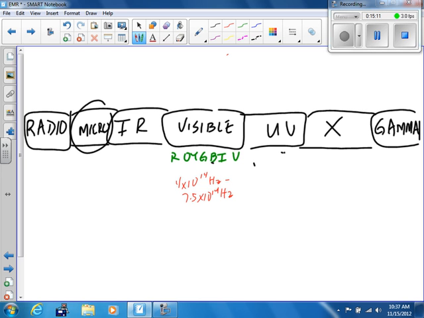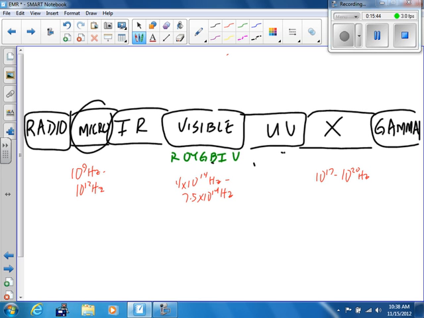10 to the what? 10 to the 9 to 10 to the 12 hertz. X-rays were 10 to the 17 to 10 to the 20 hertz. Okay, if you're given a frequency that's 10 to the 22 hertz, what is it? Gamma rays. If you're given a frequency that's 10 to the 11 hertz, what is it? Microwaves. If you're given a frequency that's 10 to the 7 hertz, what is it? Radio waves. Make sense?